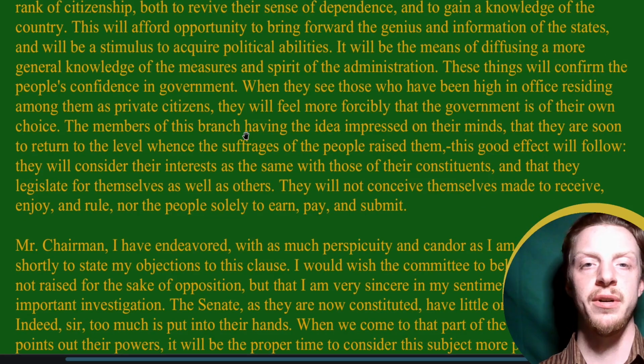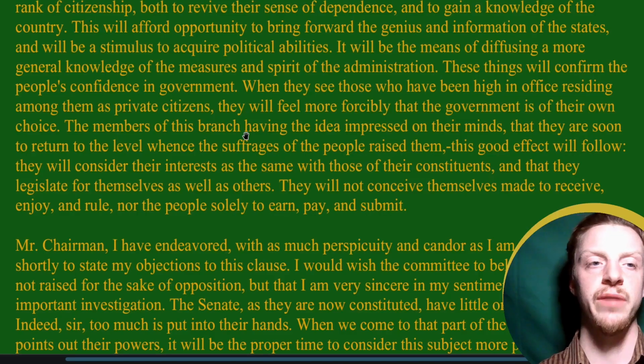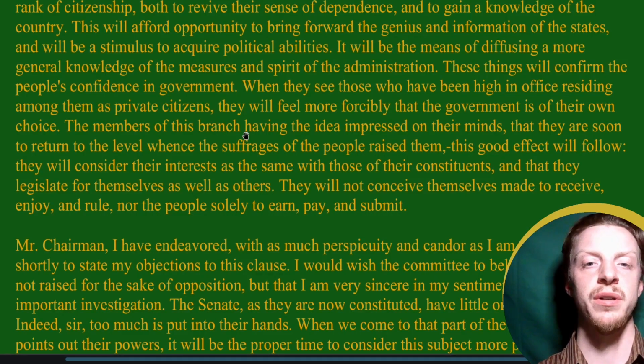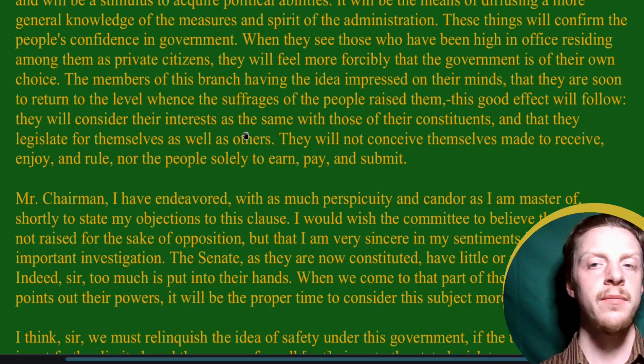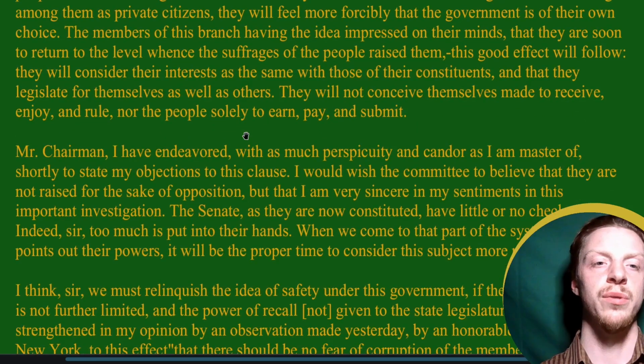This will afford opportunity to bring forward the genius and information of the states, and will be a stimulus to acquire political abilities. It will be the means of diffusing a more general knowledge of the measures and spirit of the administration. These things will confirm the people's confidence in government. When they see those who have been high in office residing among them as private citizens, they will feel more forcibly that the government is of their own choice.